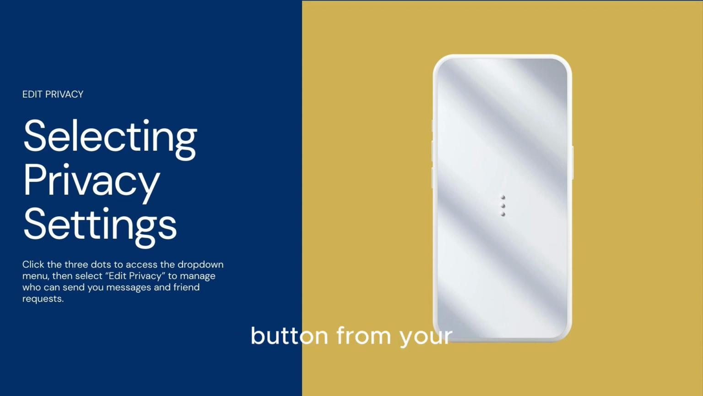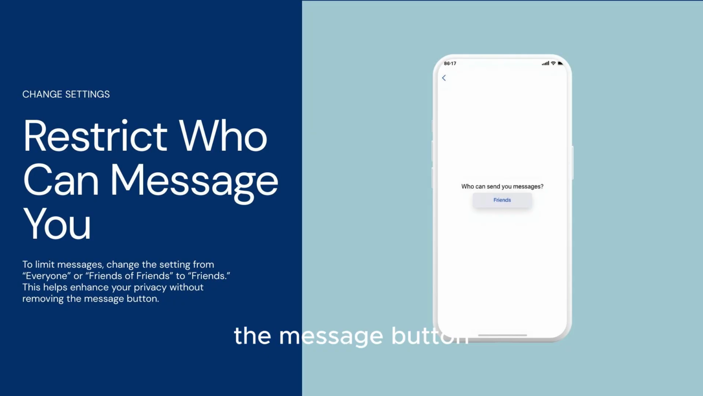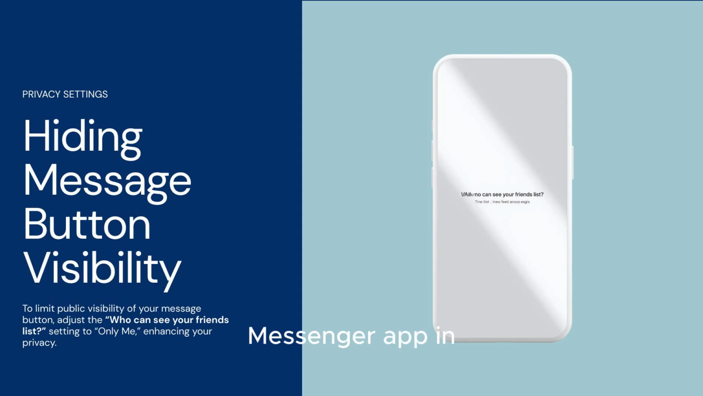To completely hide the button from your public profile, you may need to use the Who can see your friends list option and set it to only me, but this affects more than messages. Facebook does not provide a direct option to delete the message button itself. You can only restrict who can use it. For more complete control, consider deactivating your Messenger app in your Facebook settings under Apps and Websites.